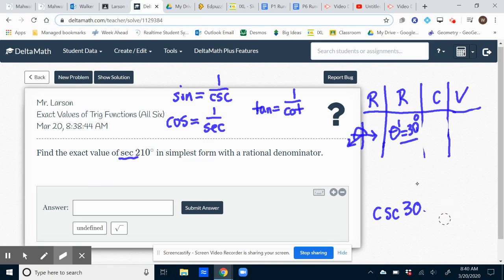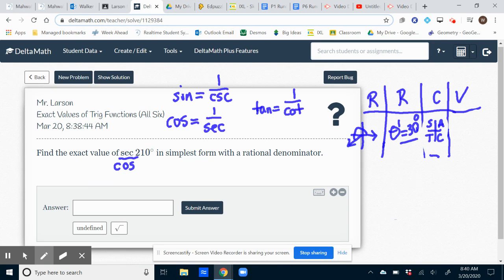Okay, so 210, we already have the first R and the second R done. Okay, CAST. We're in quadrant 3. All Students Take. Tan and cotan would be positive here. This is asking about secant, so our value is negative. All right, but now the V. Since it's a secant, do cosine of 30.